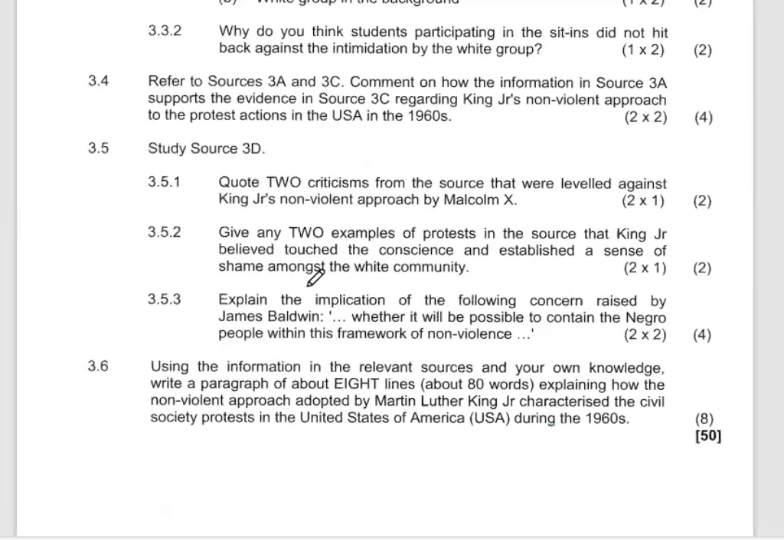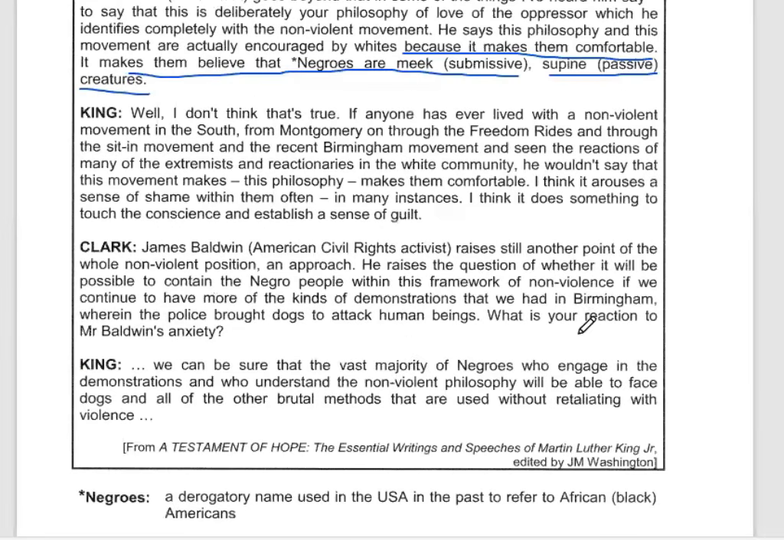Give any two examples of protests in the source that King Jr. believed touched the conscience and established a sense of shame amongst the white community. The two were the sit-ins, the sit-in movement, and the Birmingham movement, through the freedom rides.